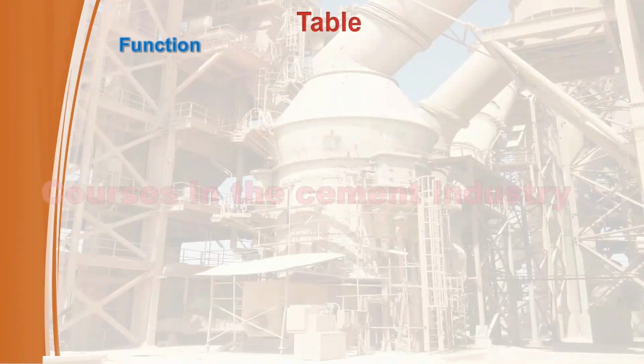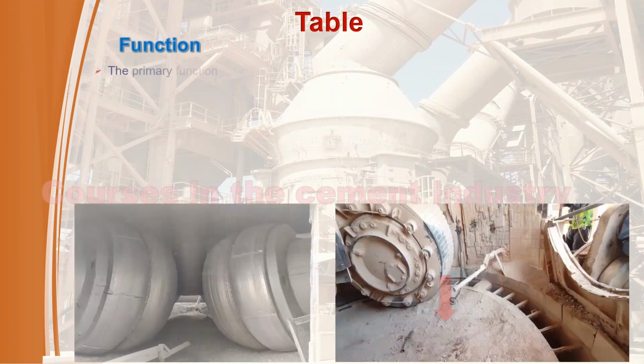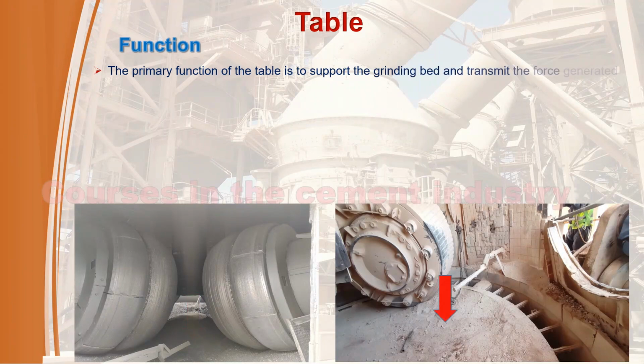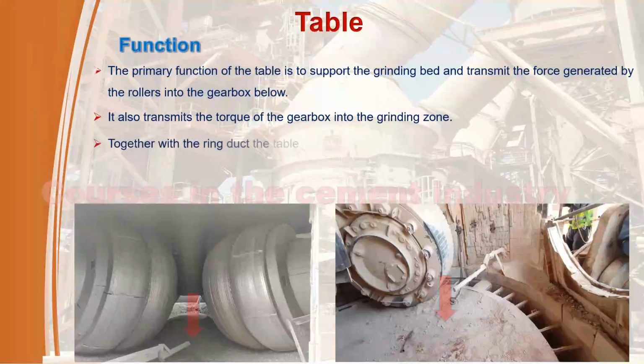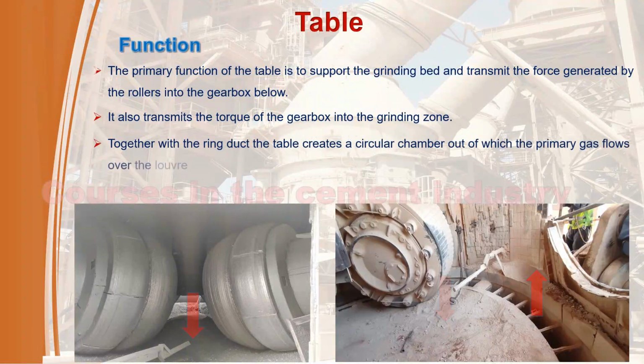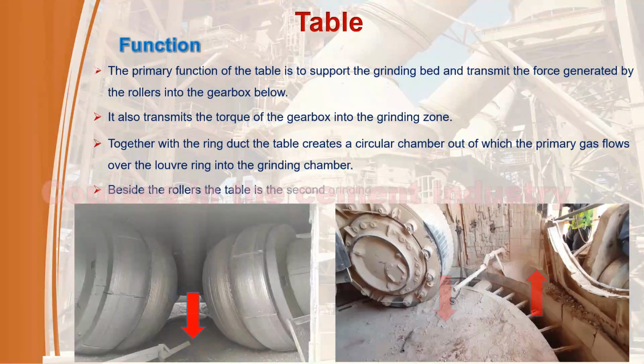Function of the table. 1. The primary function of the table is to support the grinding bed and transmit the force generated by the rollers into the gearbox below. 2. It also transmits the torque of the gearbox into the grinding zone. 3. Together with the ring duct, the table creates a circular chamber, out of which the primary gas flows over the louvre ring into the grinding chamber. 4. Beside the rollers, the table is the second grinding tool of the mill.